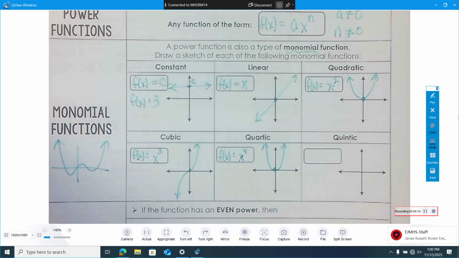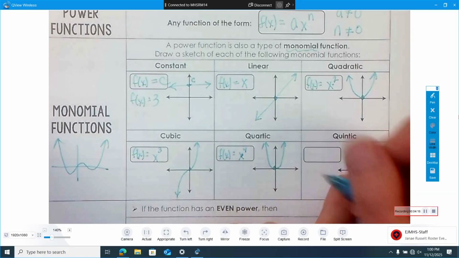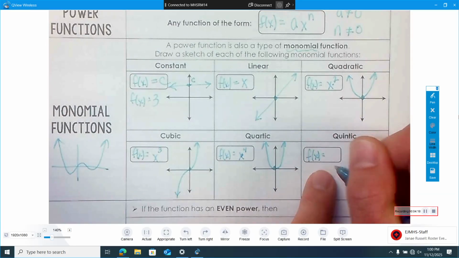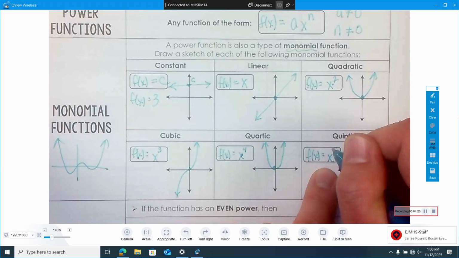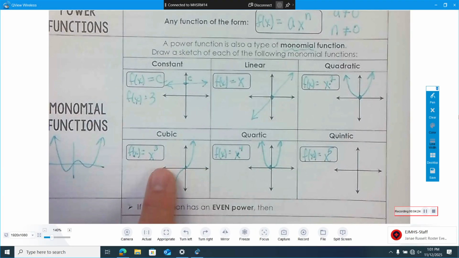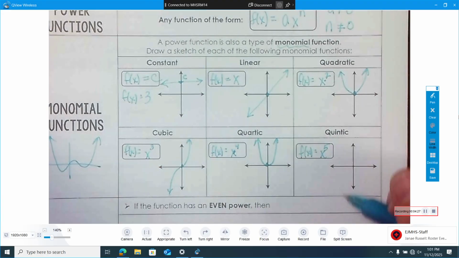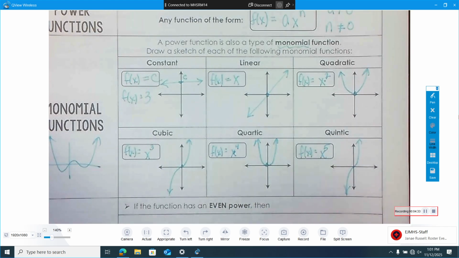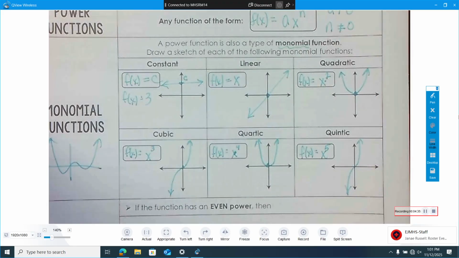So anyway, there's our quintic, which should be what? X to the 5th. It does get taller, but it's the same general shape as the cubic. But again, because it's to a power of 5, it's going to grow faster. So it looks skinnier, but really it's just growing quicker, getting taller quicker.